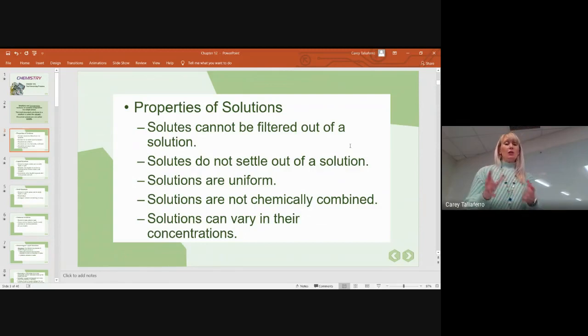And you can change the concentration of the solution. So again, back to our salt water example, if you want to increase the concentration of salt in water, you can do one of two things. You can take out some water and keep adding salt, or you can keep the same amount of water and add a bunch more salt, and you're going to increase the concentration of sodium chloride in that solution. I hope that makes sense.